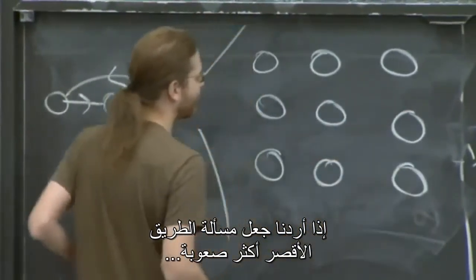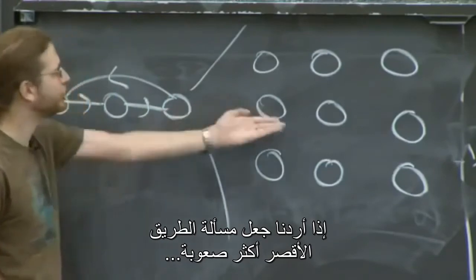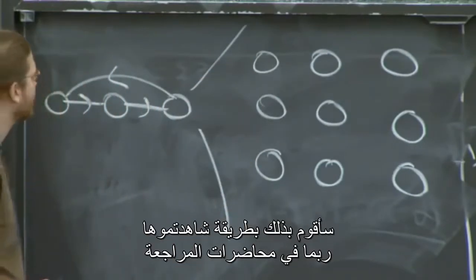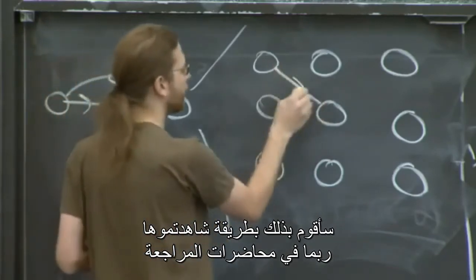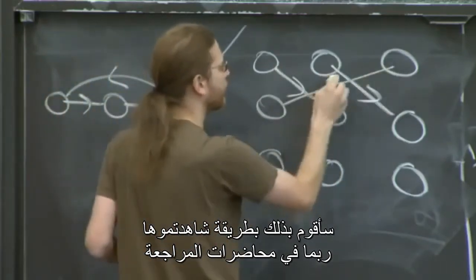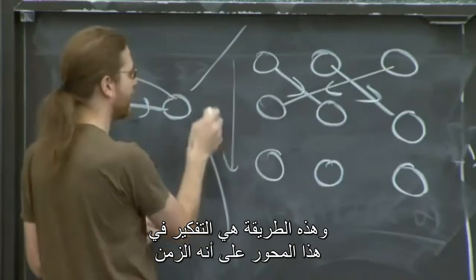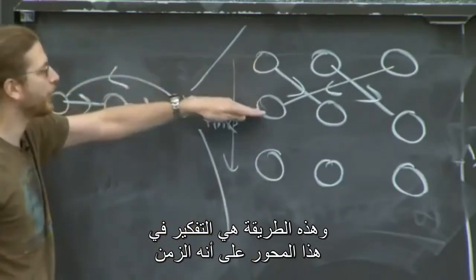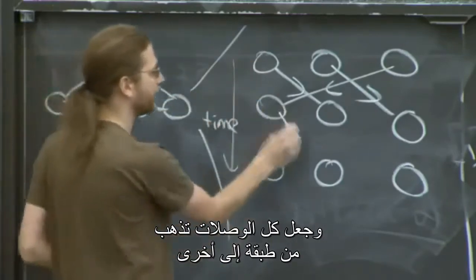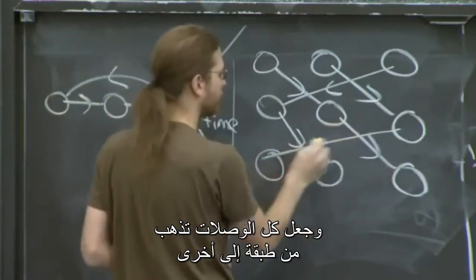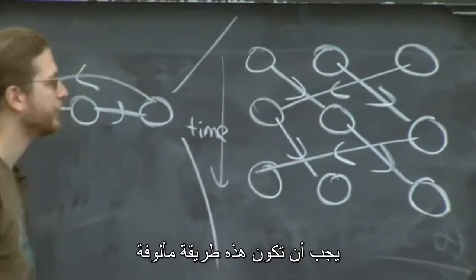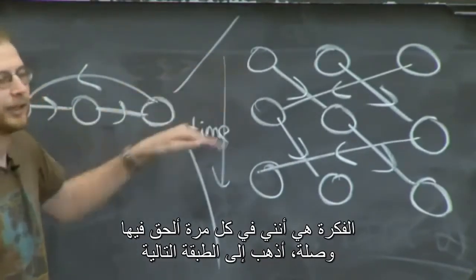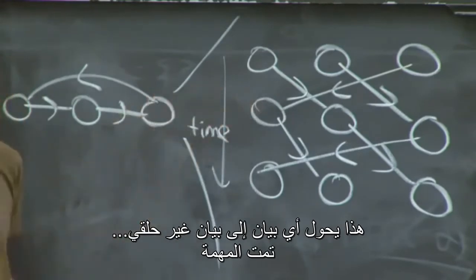You want to make a shortest path problem harder, require that you reduce your graph to k copies of the graph. I'm going to do it in a particular way here, which I think you've seen in recitation, which is to think of this axis as time, or however you want, and make all of the edges go from each layer to the next layer. This should be a familiar technique. So the idea is every time I follow an edge, I go down to the next layer. This makes any graph acyclic.